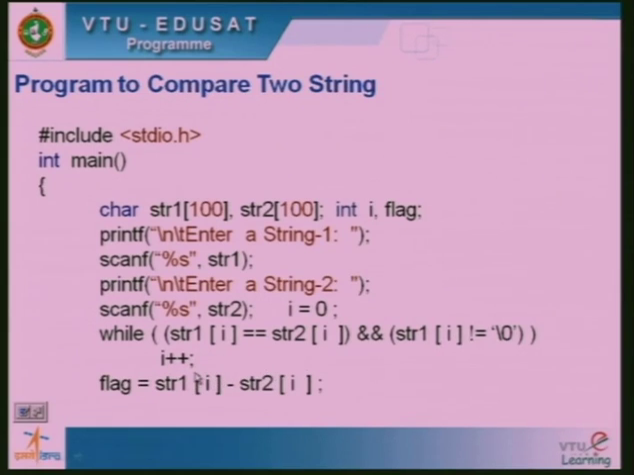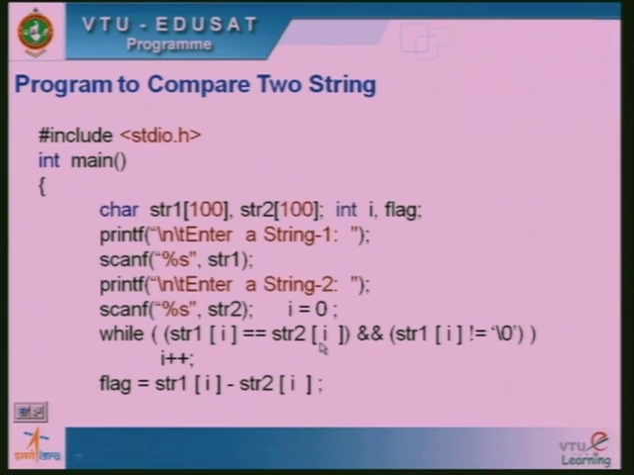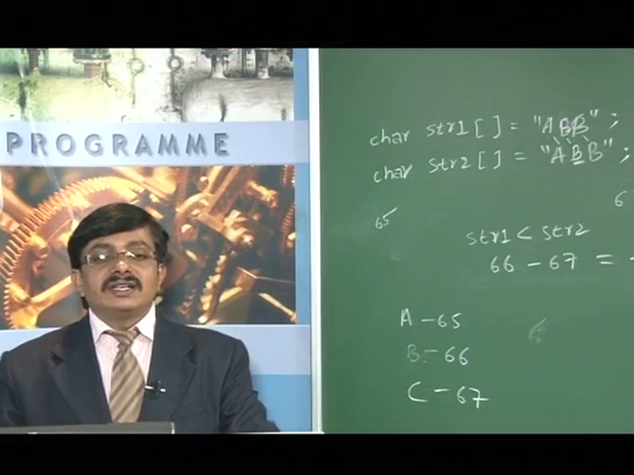When I increment the I value, I becomes 1. Is str1 of 1 equal to str2 of 1? Here I have taken b. Even if you consider the second character also as b, the condition b is equal to b is true, and again I check str1 of 1 not equal to null character. Yes, it is not equal to null character. Again I come to the loop, and I iterate with I plus plus.